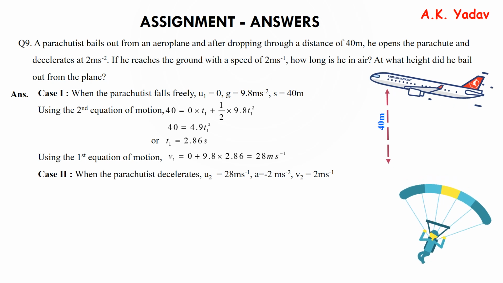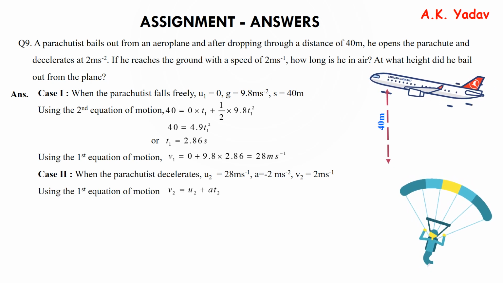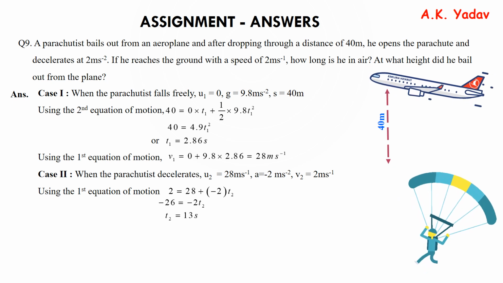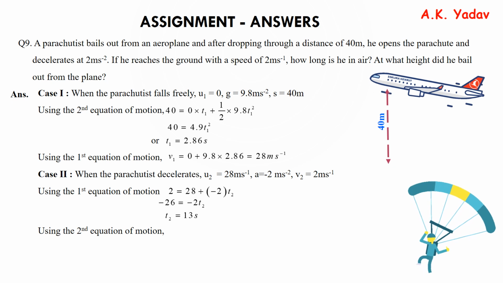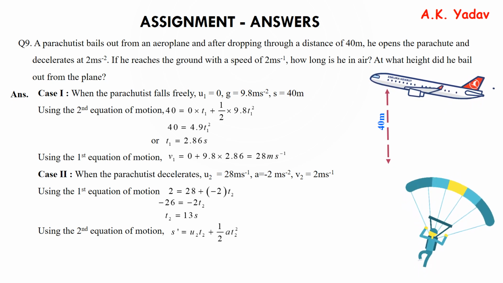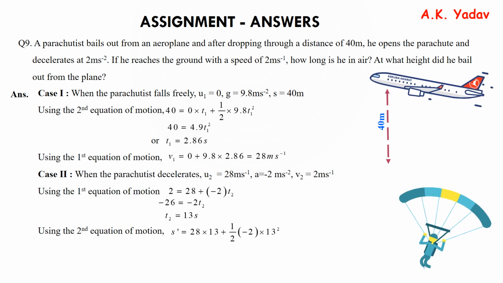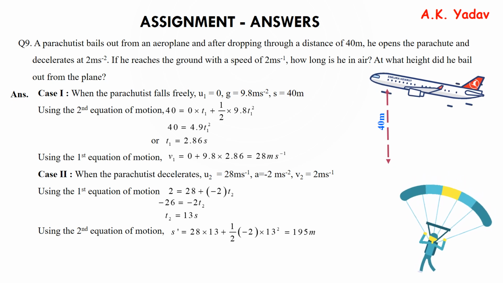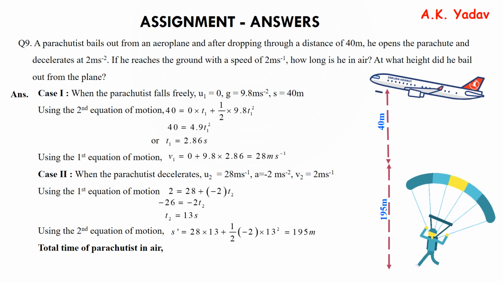So he opens the parachute, he comes down. Now let's use the first equation of motion. So v2 is equal to u2 plus at2. We put the values and find out the time, which is 13 seconds. Let's use the second equation of motion. S dash is equal to u2 t2 plus half a t2 square. We put all the values and we found that S dash is 195 meters. So this is 195 meters.